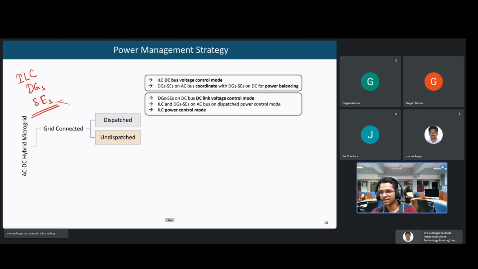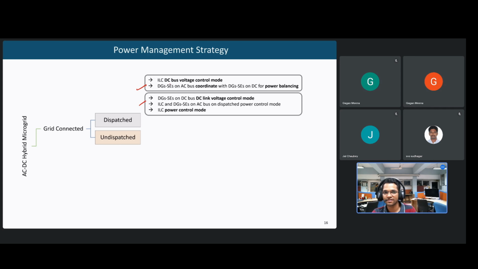So in the dispatched, grid connected mode, there are two types of possible mode of operation. One is the bus voltage control mode, where the interlinking converter will be controlling the DC voltage, and the DGs and storage on both AC and DC side will coordinate among each other so as to ensure power balancing between the different DGs.